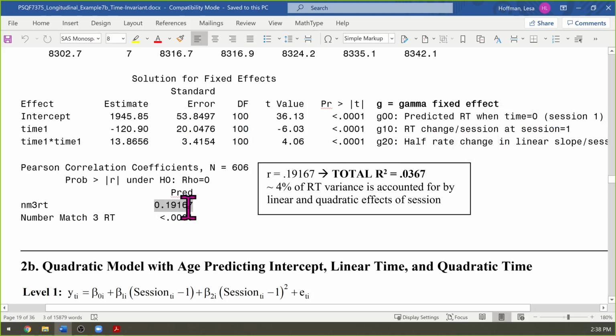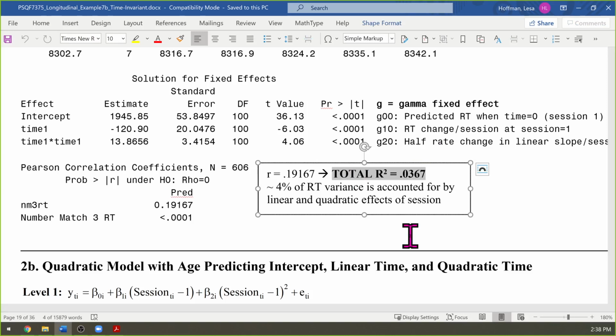And this piece of output right here is the result of asking SAS to create a column of predicted outcomes and then correlating that column of predicted outcomes with the real ones. That correlation was estimated as 0.19. If I square that correlation, it works out to be about 0.04. So that is telling me that 4% of all of the variance in response time has been accounted for by the linear and quadratic fixed time slopes. So that's my baseline to judge against adding further fixed effects.